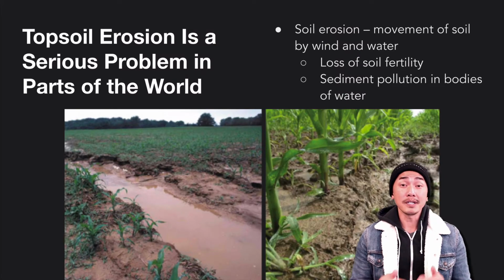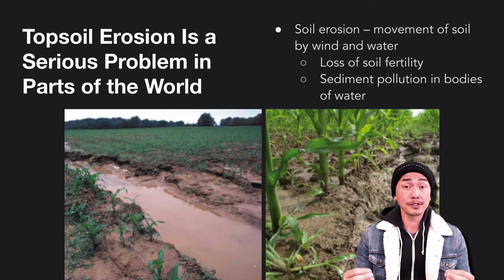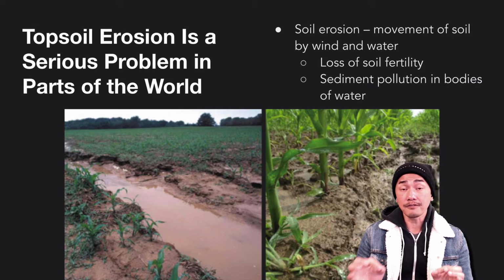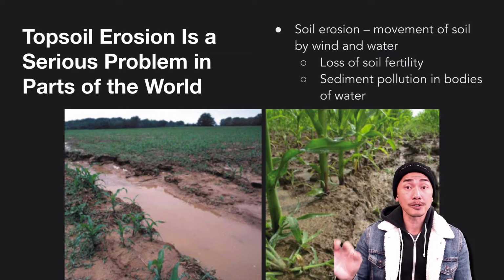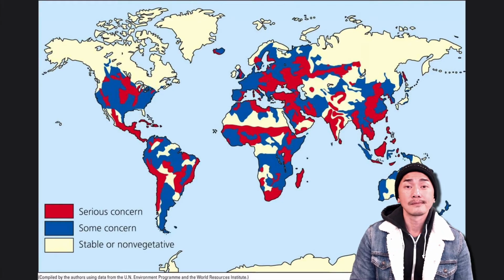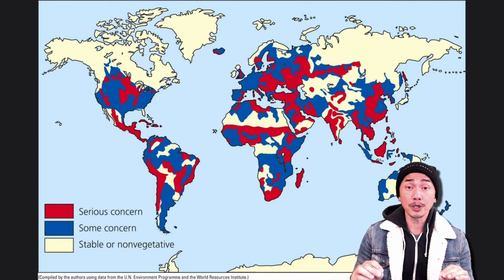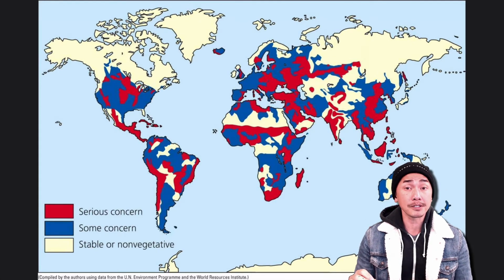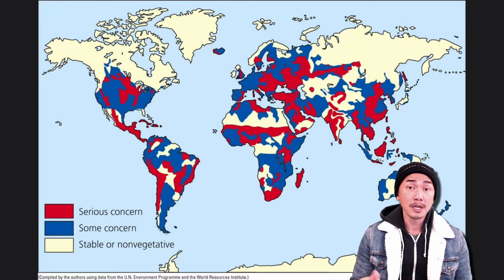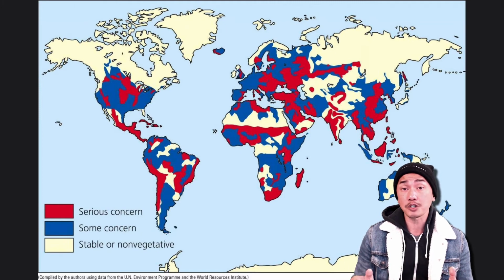Soil erosion is defined as the movement of soil from one place to another by wind or water. This results in a loss in fertility in the area where the soil is lost and sediment pollution in the bodies of water where the soil is deposited. This map shows where soil erosion is of serious concern in red and some concern in blue. You can see it covers much of the world.